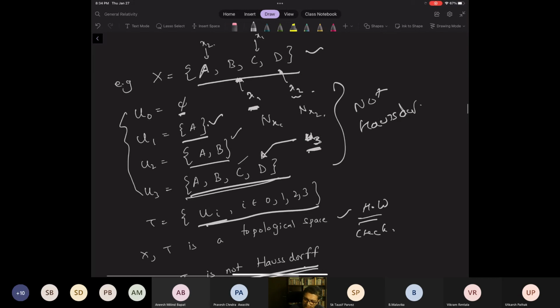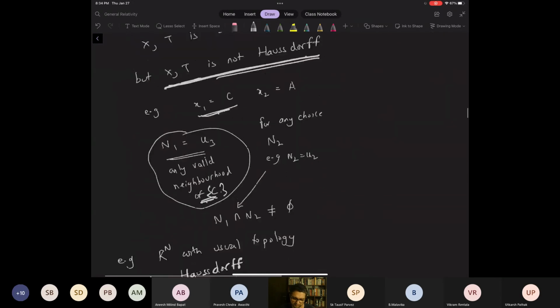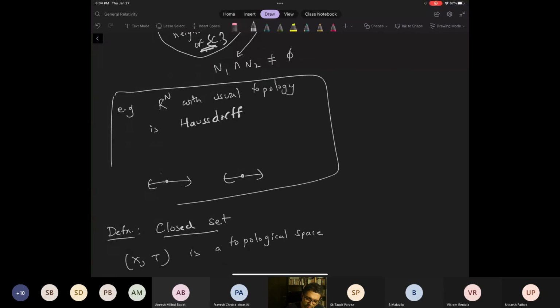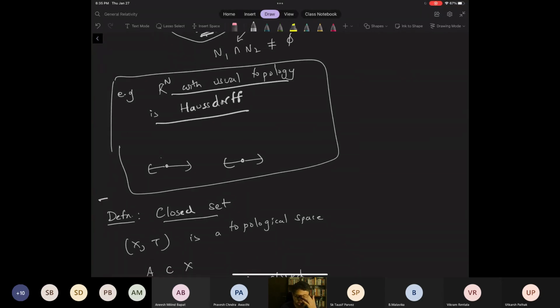But for almost any example that we will actually be interested in, the spaces that we look at will all be Hausdorff. As we discussed already, R^n with the usual topology is Hausdorff. Okay, so we'll stop here and we'll resume tomorrow.